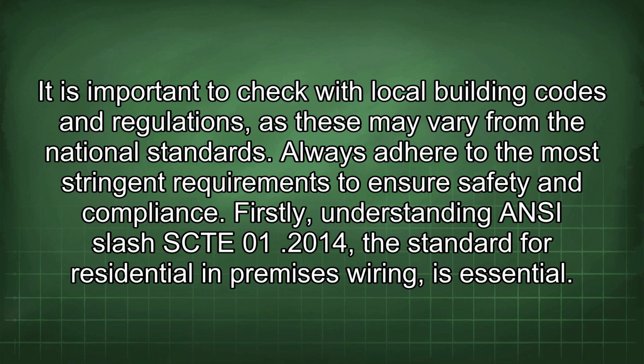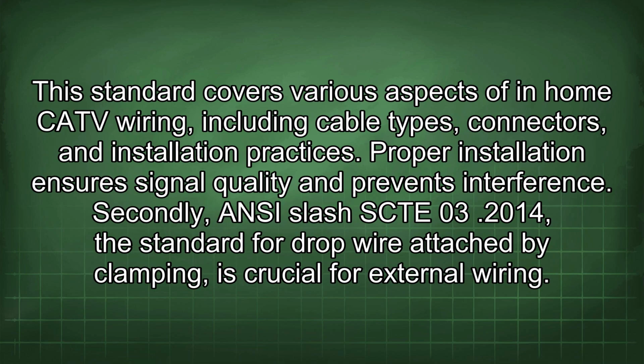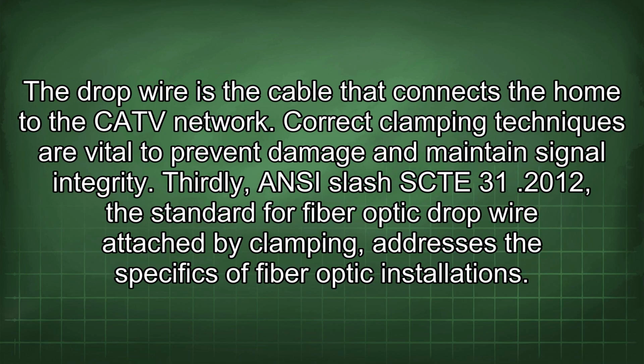Firstly, understanding ANSI/SCTE 1, 2014, the standard for residential and premises wiring, is essential. This standard covers various aspects of in-home CATV wiring, including cable types, connectors, and installation practices. Proper installation ensures signal quality and prevents interference. Secondly, ANSI/SCTE 3, 2014, the standard for drop wire attached by clamping, is crucial for external wiring. The drop wire is the cable that connects the home to the CATV network. Correct clamping techniques are vital to prevent damage and maintain signal integrity.